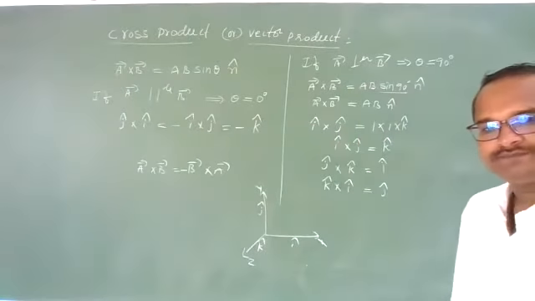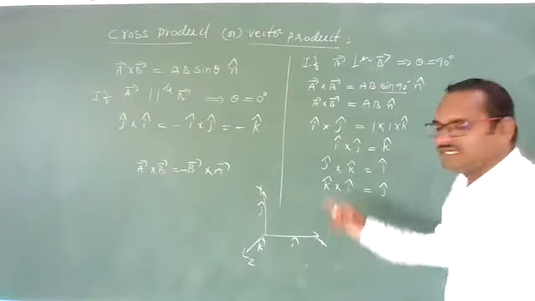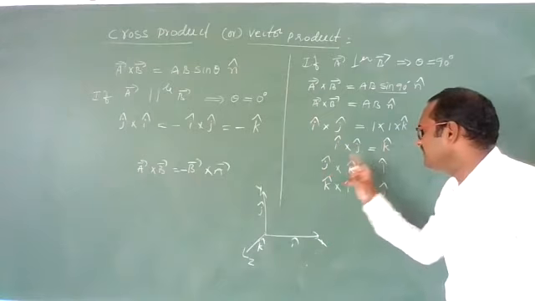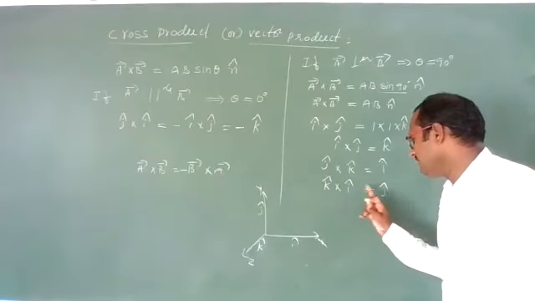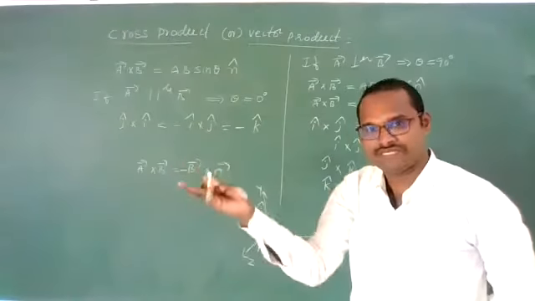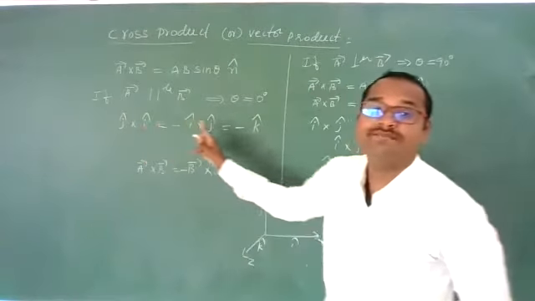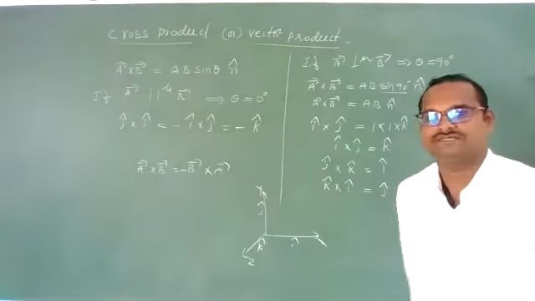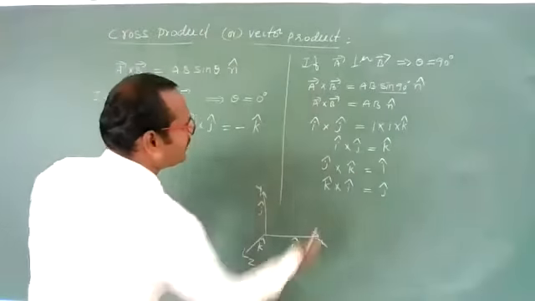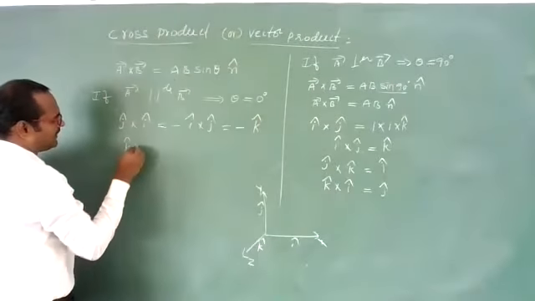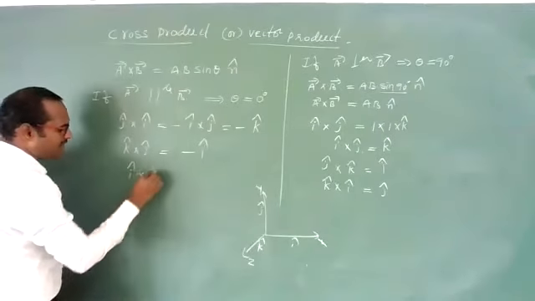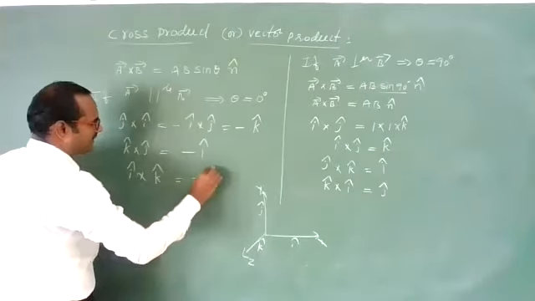Are you getting? See, remember i, j, k. If you are getting them in order, i, j means k. J, k means i. K, i means j. But if you are having them in reverse order, j, i, going backward, then you will get minus k. You have to remember this. Similarly, k cap cross j cap is minus i cap. I cap cross k cap is minus j cap.